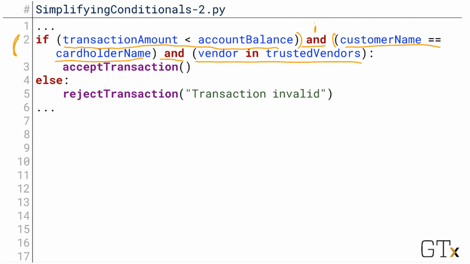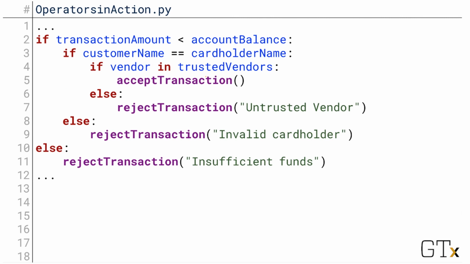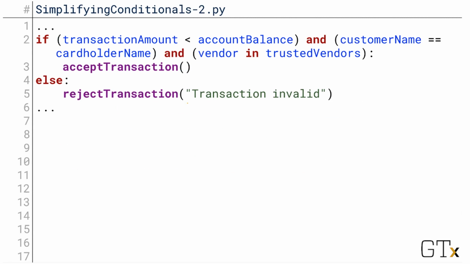Second, note that we can no longer give feedback specifically based on which condition was false. Let's take a look at our original code real quick. Here, we could actually say whether a transaction was rejected because of an untrusted vendor, an invalid cardholder, or insufficient funds. Here, because all those different checks are taken care of on one line, we can't actually give specific feedback about why a transaction was rejected.